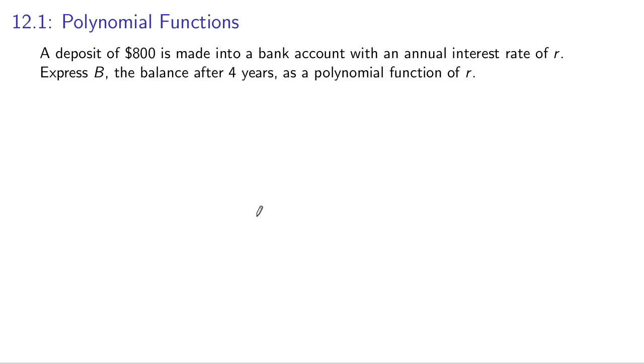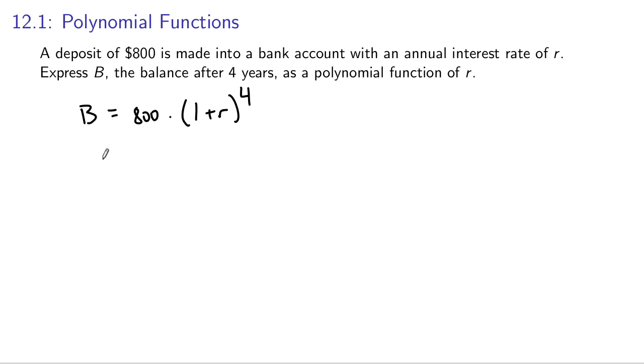A deposit of $800 is made into a bank account with an annual interest rate of R. Express B, the balance after 4 years, as a polynomial of R. So the balance is going to be $800 times (1 plus R), where 1 plus R is the growth factor. And after 4 years, it'll be the fourth power. So here our rate, R, is in the base, not in the exponent, even though this is a thing we studied in exponential growth. We're not talking about time now, we're talking about the rate being variable.